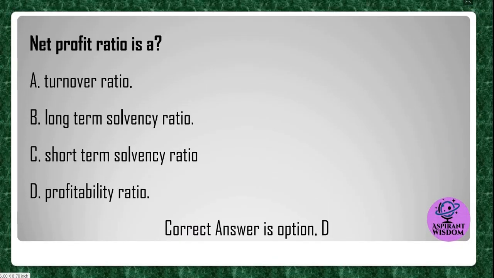Net profit ratio is: A. Turnover ratio, B. Long-term solvency ratio, C. Short-term solvency ratio, D. Profitability ratio. Correct answer is option D.